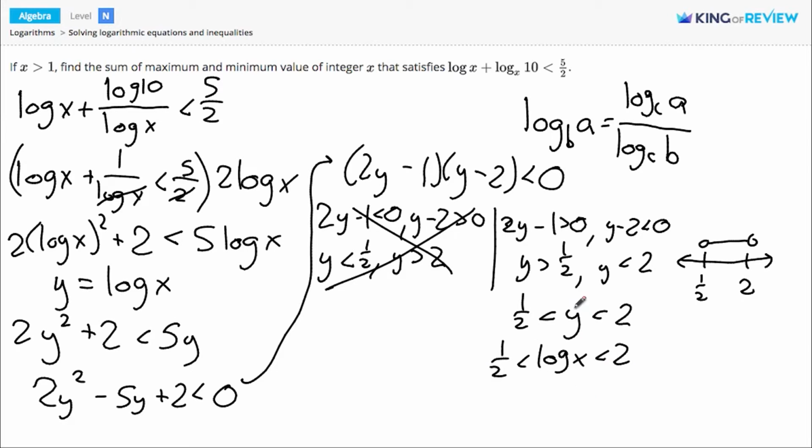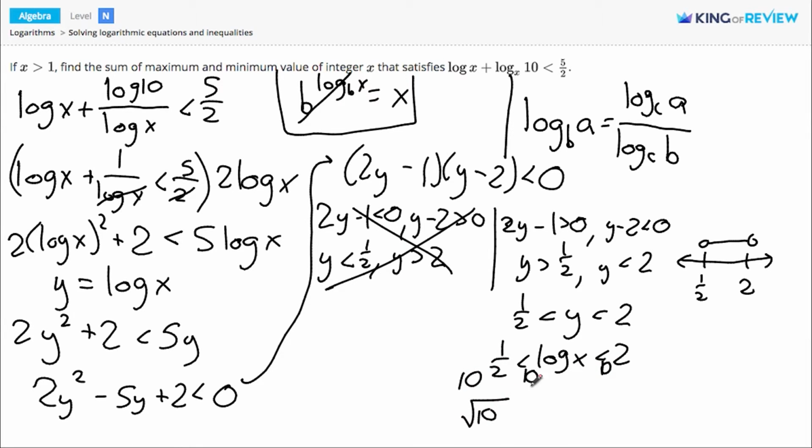And if I want to get rid of the log so that I get x by itself, I need one more property of logs that says if we raise a number b to the power log base b of x, the b and log b cancel and I'm just left with x. In particular, since the base of this log is 10, if I raise 10 to the power of all three parts of my inequality, 10 to the 1/2 is the square root of 10, 10 to the log base 10 of x cancels and I get x, and 10 squared is 100. So there's the whole range of solutions for x, but remember, I'm only looking for integers.